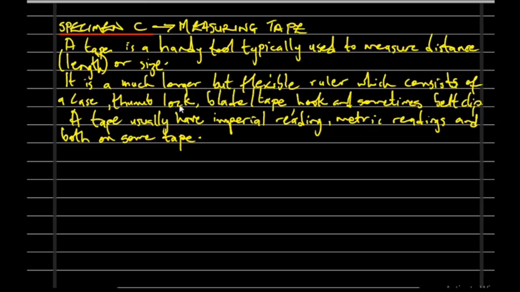It consists of a case. It could have a thumb block, the blade, or the tape hook, and sometimes it can have a belt clip. A tape usually has an imperial reading, and sometimes it could have a metric reading, or in some cases it will have the two together. It will have the imperial reading as well as the metric reading.